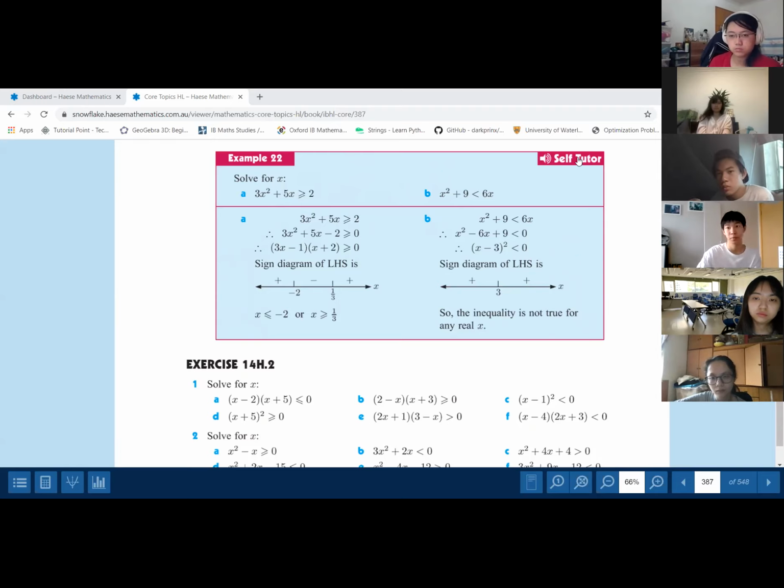Okay? But if the case was greater than, what would you say? How would you conclude? If this was x squared plus 9 greater than 6x, what would be different? Anyone, quickly.